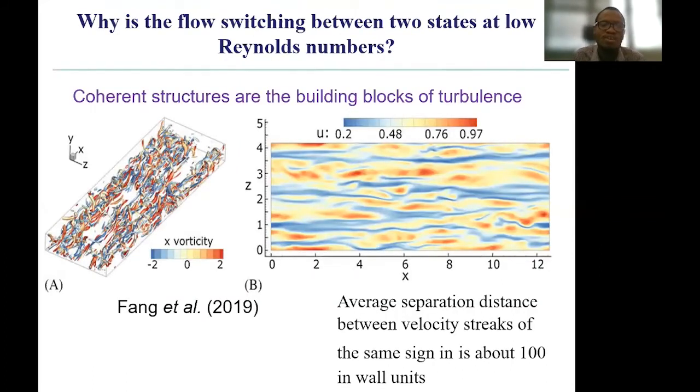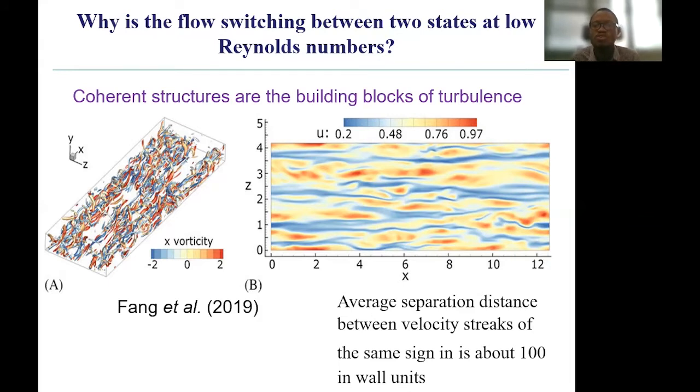So there's this question that we need to answer, and that question is why the flow field is switching between 2 states at relatively low Reynolds numbers. To answer this question, we need to look into the coherent structures, which are the building blocks of turbulence. The common coherent structures are the quasi-streamwise vortices, shown on your left-hand side, and the high and low speed streaks. In a fully turbulent flow, you have several of these structures hosted within the ducts. The average separation distance between the velocity streaks is about 100 in wall units.